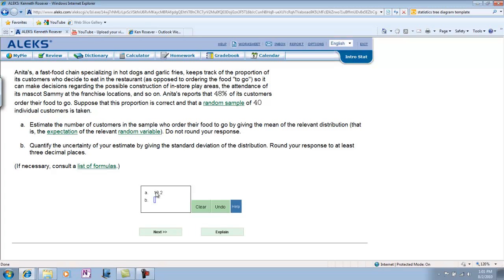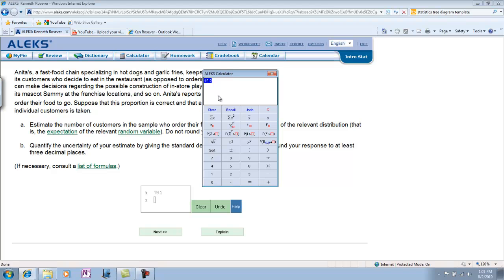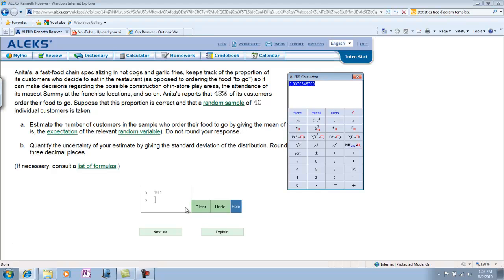All right. Now we want to quantify the uncertainty, and in the same way as we did it in the previous example, we're going to do the square root of n times p times q, where n is the sample size, which was 40, p was 0.48, and q is 0.58, and we hit enter. What is this? 3.337, rounding to 3 decimal places. We'll call that 3.337.